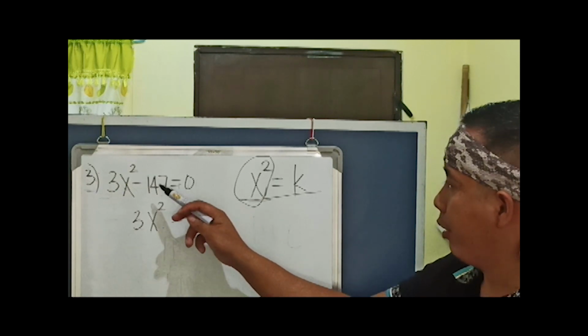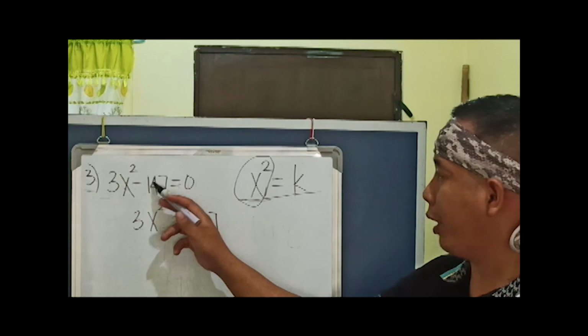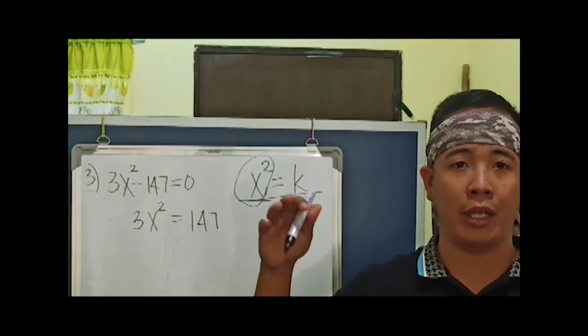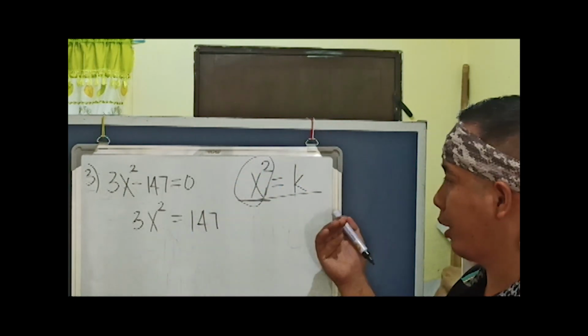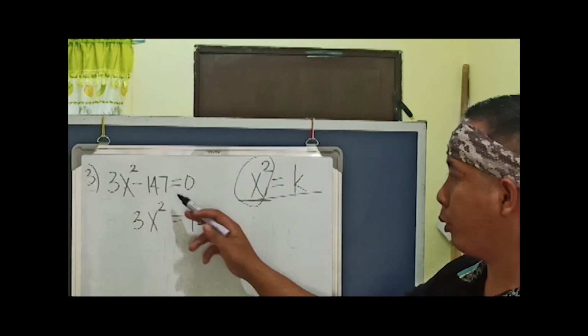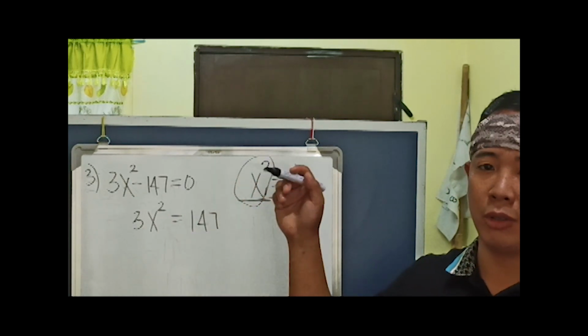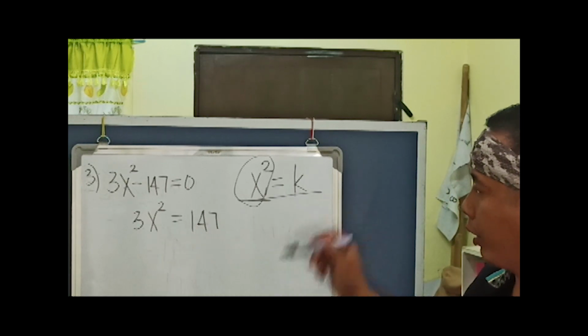So for example, we have 3x squared minus 147. So the operation is minus 147. So what's the opposite operation of minus? It's addition. So when we cross the equal sign, this negative 147 will become positive. I know you already know that one. Now 3x squared is equal to 147.